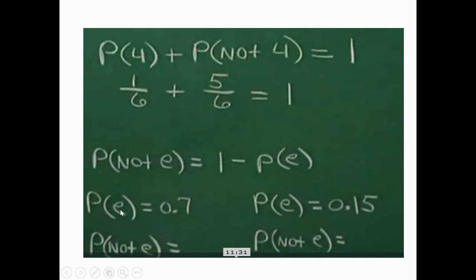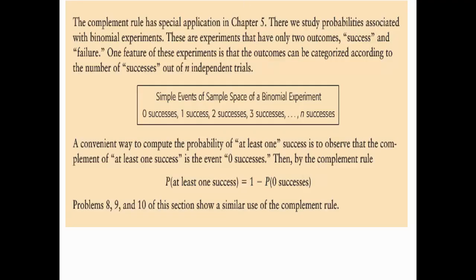If you know the probability of an event happening is 0.7, then you know the probability of the event not happening is 1 minus 0.7, 0.3. And like so, if the probability of something happening is 0.15, then the probability that it doesn't happen is 0.85. In like manner, if you're told that the probability of something not happening is 0.85, then you know the probability of it happening is 1 minus 0.85, or 0.15. It's a handy little rule, and we're going to make use of it in this next section.